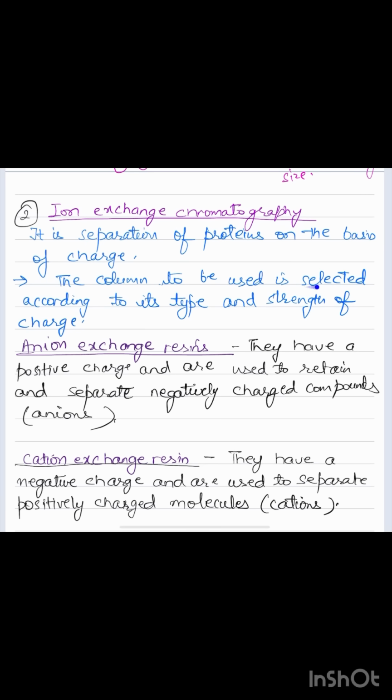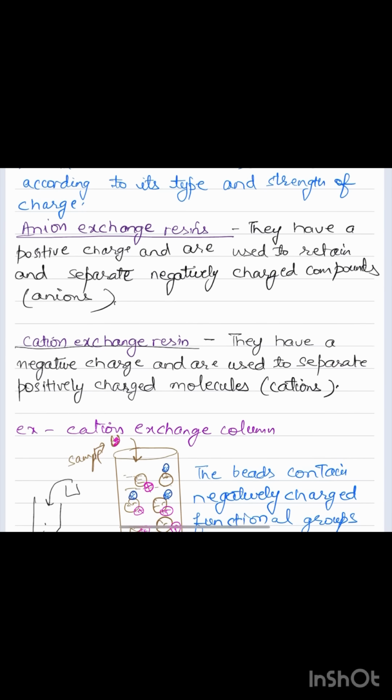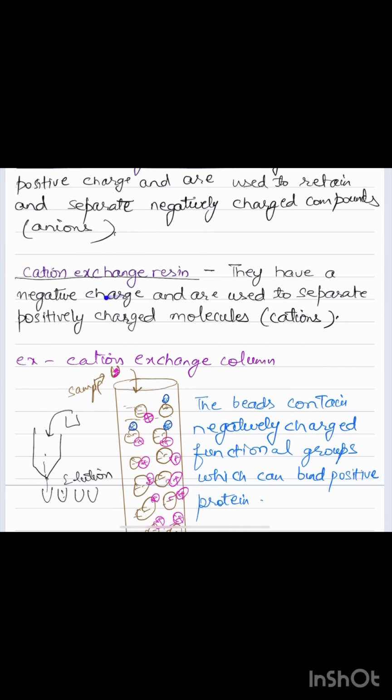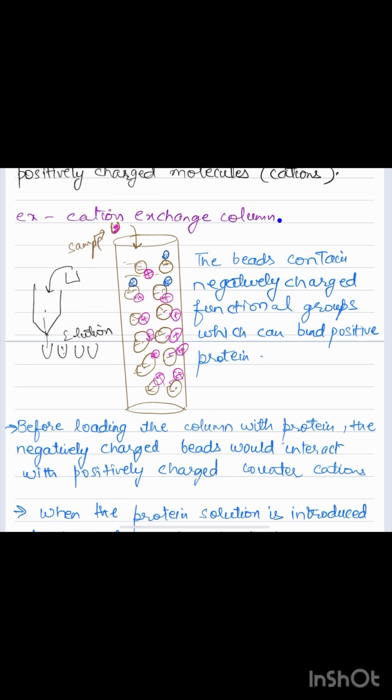Next, we have ion exchange chromatography, in which separation takes place on the basis of charge. So the column to be selected is according to its type and strength of charge. We have anion exchange resins, which separate negatively charged compounds, and cation exchange resins, which have a negative charge and are used to separate positively charged molecules, the cations. So this is an example of a cation exchange column.